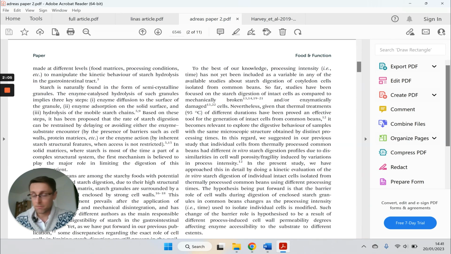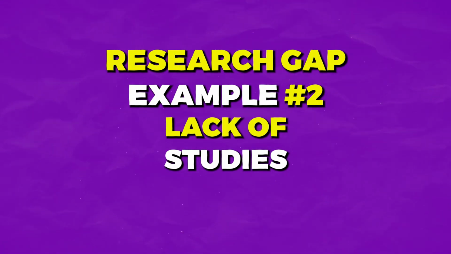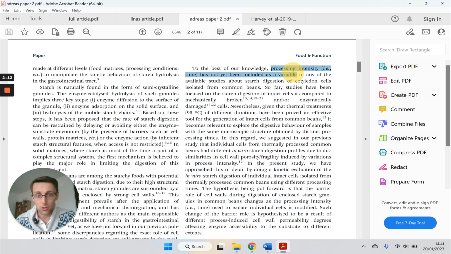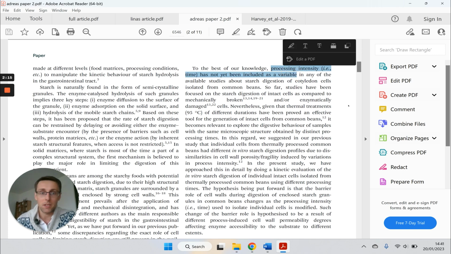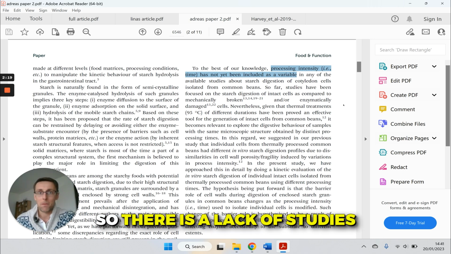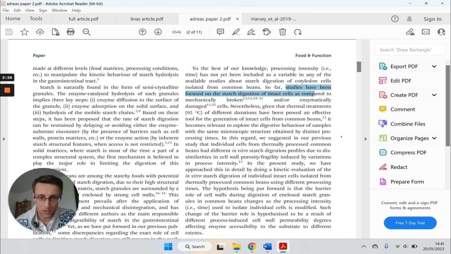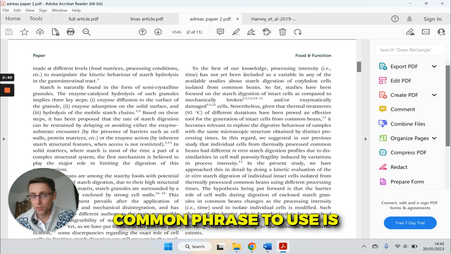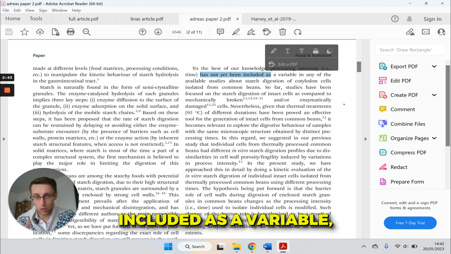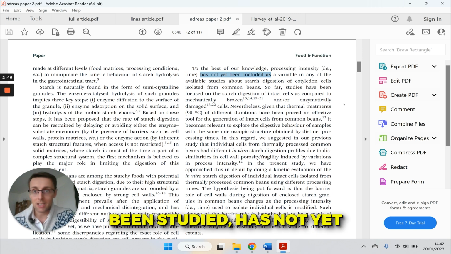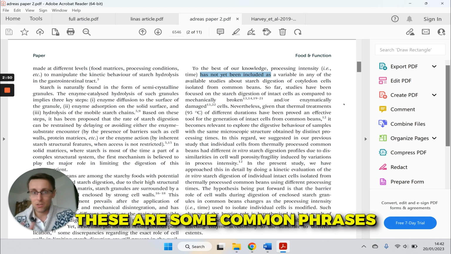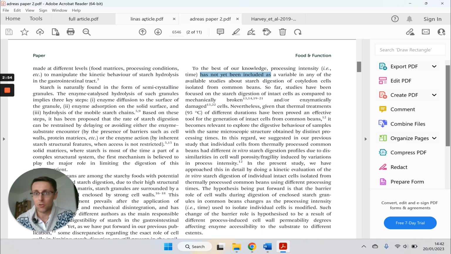Now, another type of research gap is just a lack of studies or lack of knowledge, right? So in this case, we've got, processing intensity has not yet been included as a variable, right? So there is a lack of studies on this particular topic, right? And so far, studies have focused on this different thing, right? And then we've got an explanation why what we want to study is an important thing to study, right? So lack of studies is another example, and a common phrase to use is something like has not yet been included as a variable, has not yet been studied, has not yet been addressed, right? These are some common phrases that you can use to talk about lack of research, right?